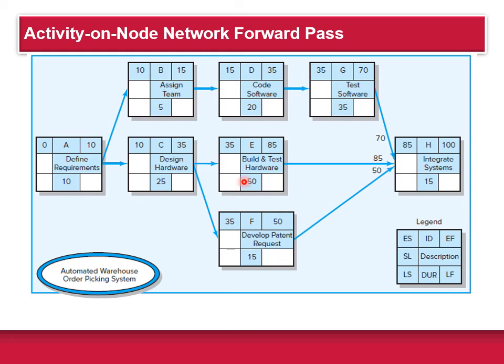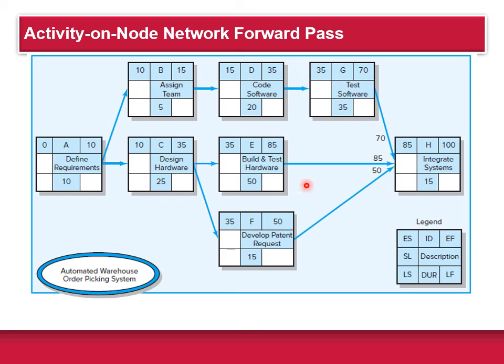We can also see, some of these, like activity H here. This activity here, it's a merge activity, right? Because it's preceded by more than one activity, right? It's preceded by G, E, and F that merge into it.